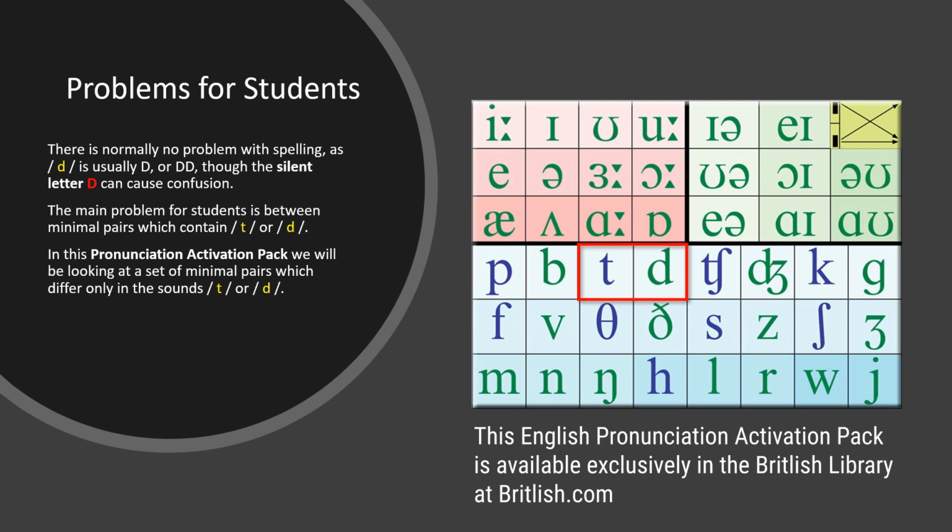Problems for students. There's normally no problem with spelling, as duh is usually D or double D, though the silent letter D can cause confusion. The main problem for students is between minimal pairs which contain t or duh. In this pronunciation activation pack, we'll be looking at a set of minimal pairs which differ only in the sounds t or duh.